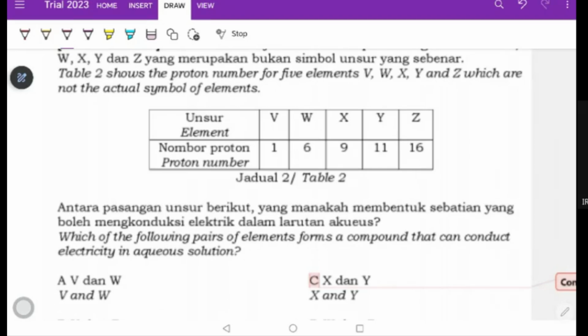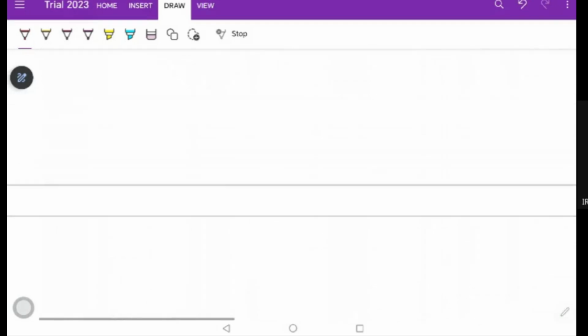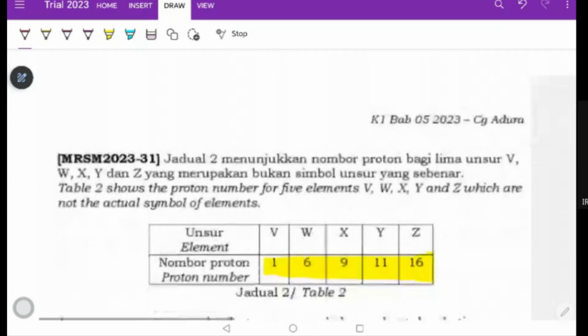So we have the proton numbers, and you can list out the electron arrangement. Which pair forms a compound that can conduct electricity? What type of bond or what type of compound can conduct electricity? You refer to page 88, I think.